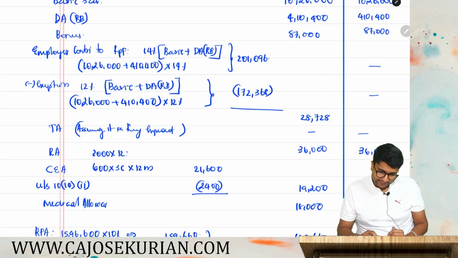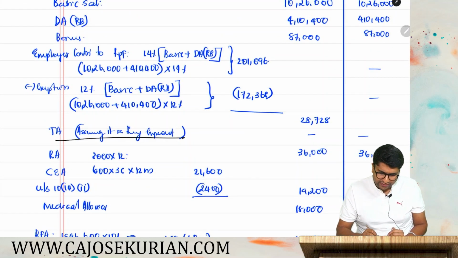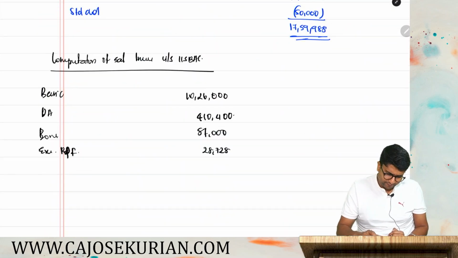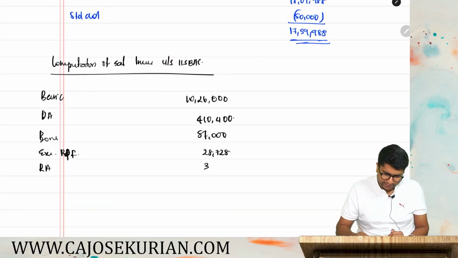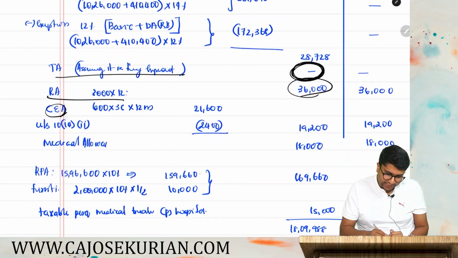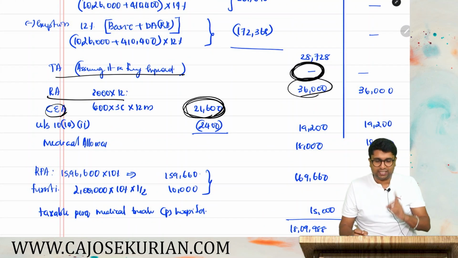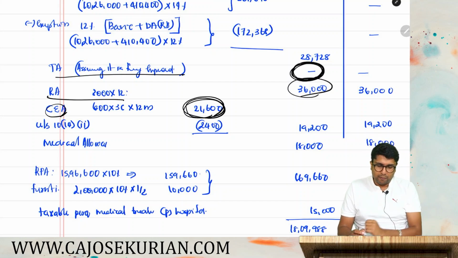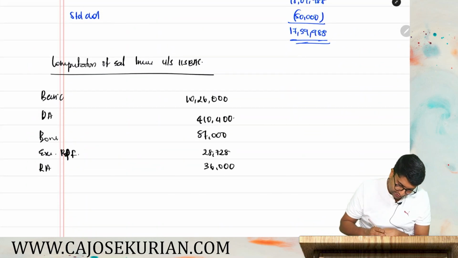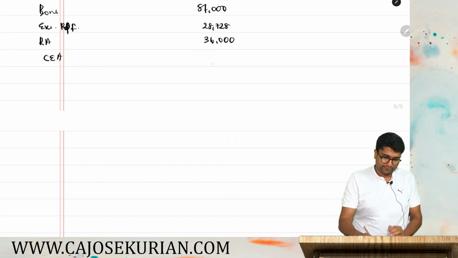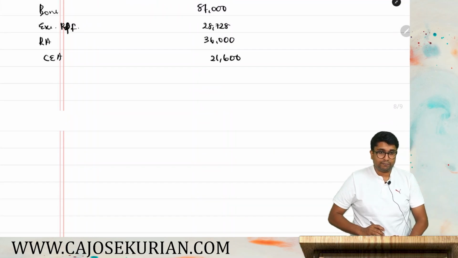Then what is next? Traveling allowance, even if the assessee has opted for 115BAC, you can claim the exemption. Research allowance, fully taxable, no change. Research allowance 36,000 definitely will come. Then children education allowance, fully taxable. You will not get the benefit of rupees 100 per child per month up to 2 children. So children education allowance is fully taxable, that is 21,600.